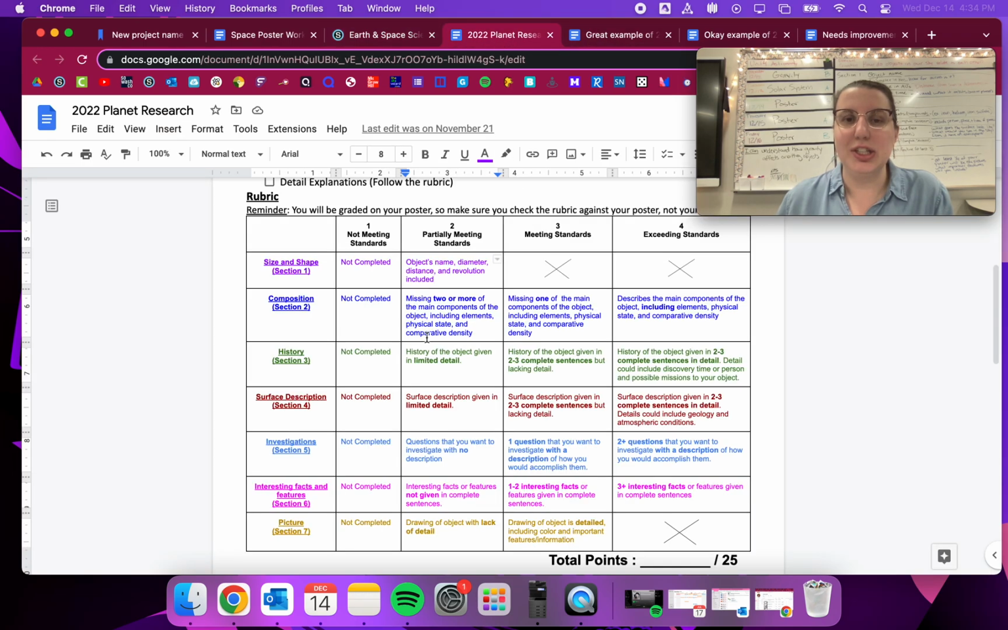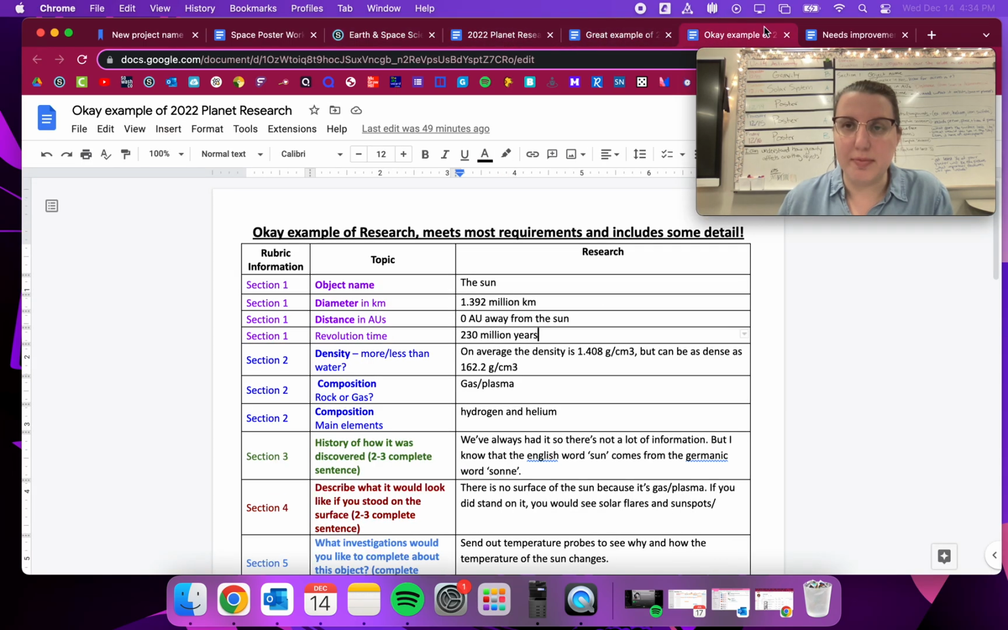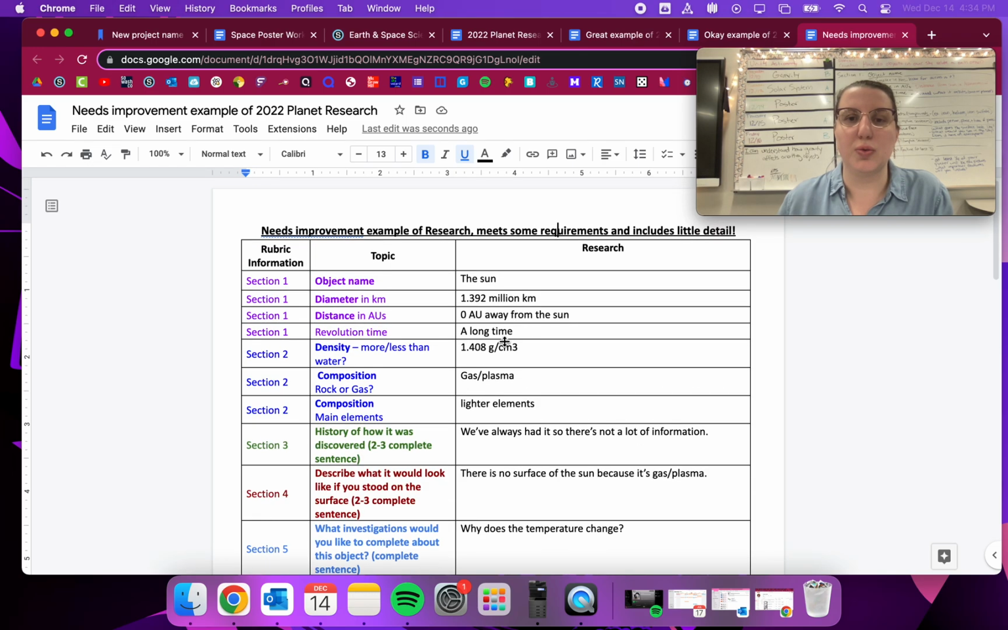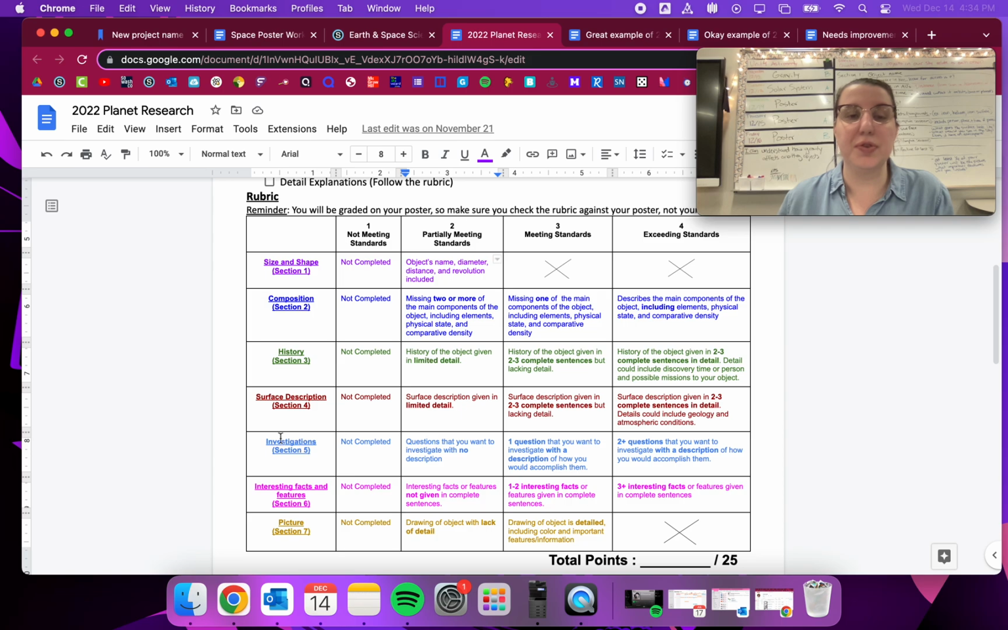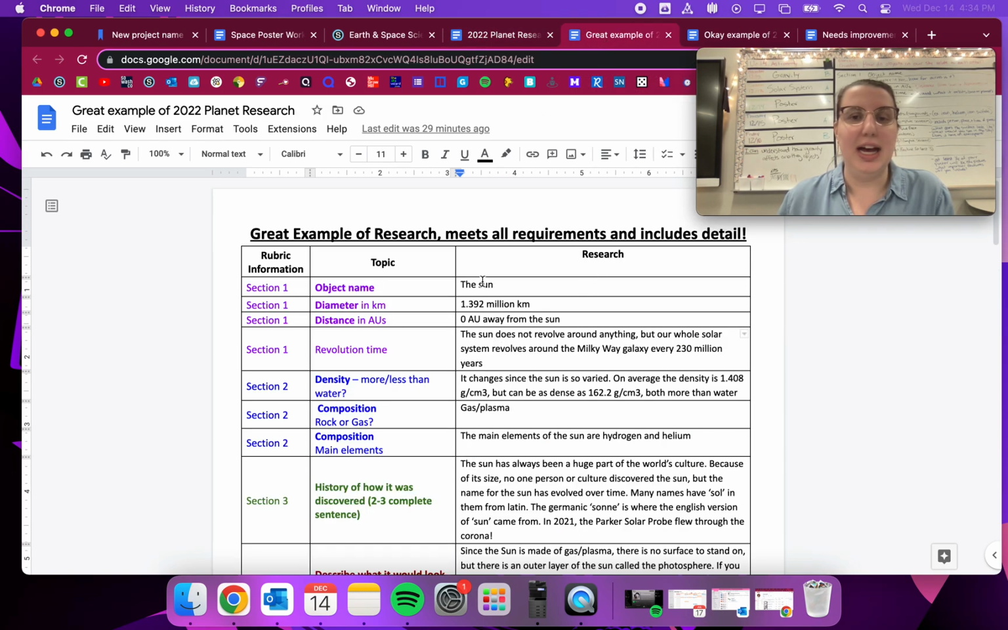We're going to go over those examples right now. So we're going to take a look at the rubric and then compare them to each of our research pages to see how they stack up. So for the first one, section 1, size and shape, to get full points, you needed object's name, diameter, distance, and revolution included. So for a great example, I have all 4 of those here in purple, and I even have a little extra definition or detail in revolution time.